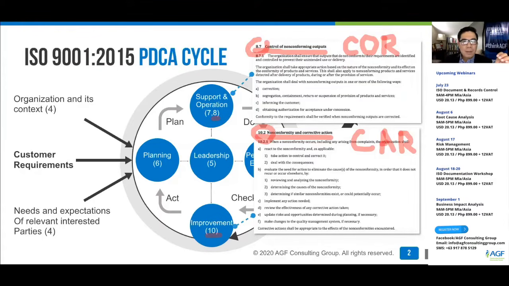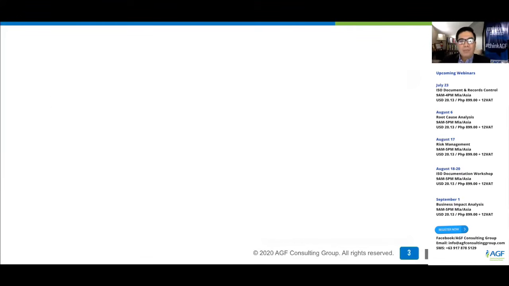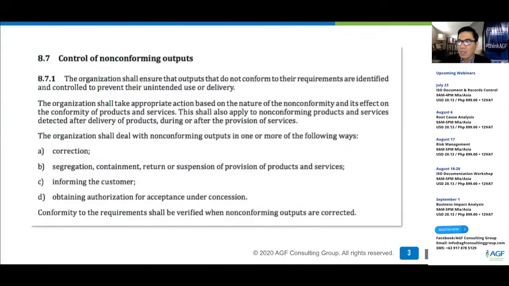Moving on, let's continue with my slides right here. Is this clear? Correction is 8.7. Corrective is 10.2, because those two are actually different. Like I said, the corrective action report is broken down into 3 parts: correction, root cause analysis, and then corrective. Let me first show you the correction part. 8.7 again is correction. Let me define first what is correction.